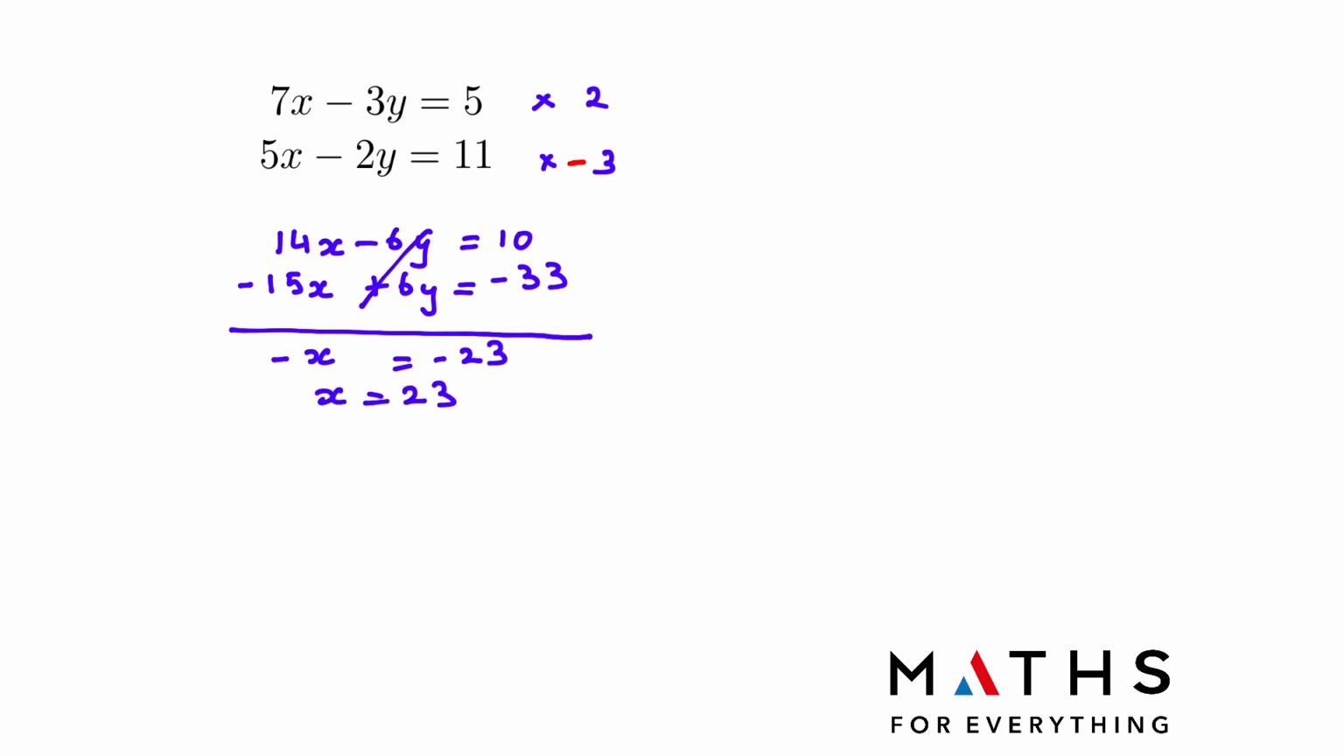To find y, we are going to substitute in the first equation. What we can do is rearrange it from before. The 7x, when I shift it to the right-hand side, will become -7x. In place of x, we are going to write 23. And because we have negative 3y, negative 3 multiplied by y, we will divide this equation by negative 3. We will get y is equal to 52.